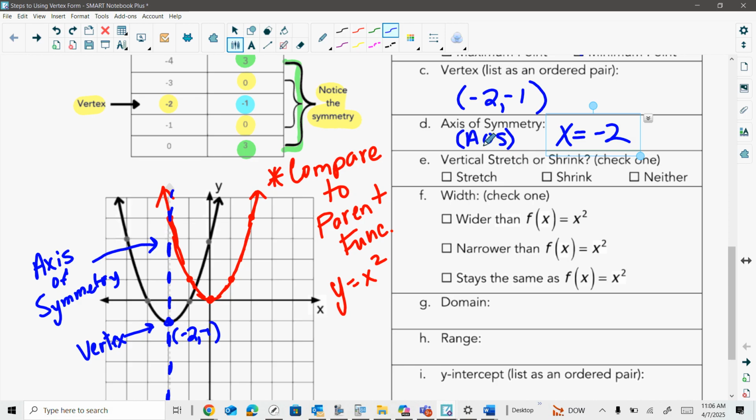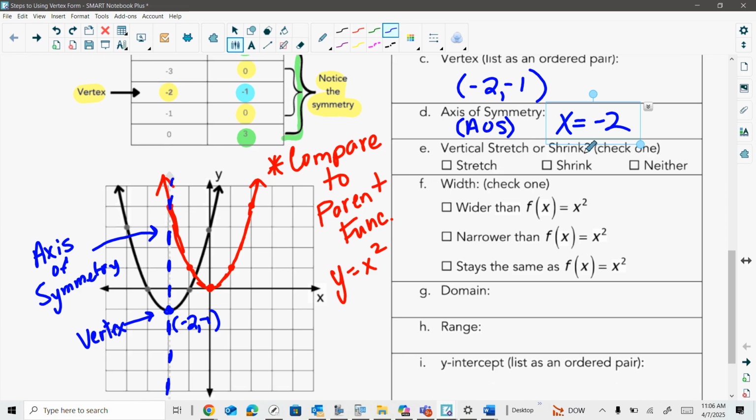Okay, so vertical stretch versus shrink. Okay, guys, I'm going to show you something real quick. I need your eyes on the board. And I just want to first talk about stretch and shrink, just because these are talking about the size of the graph, the U shape. Okay, so if you look right here.